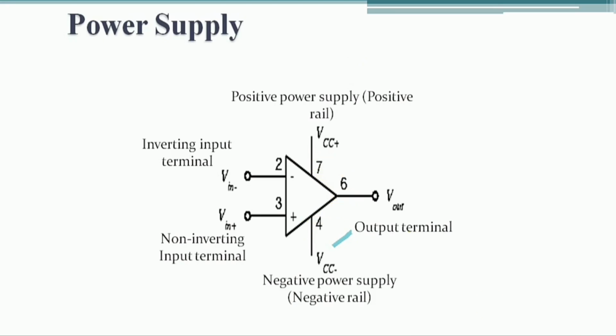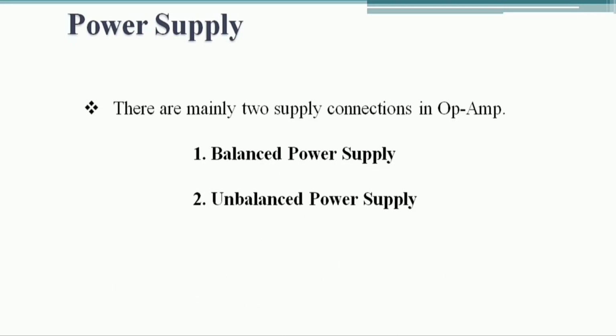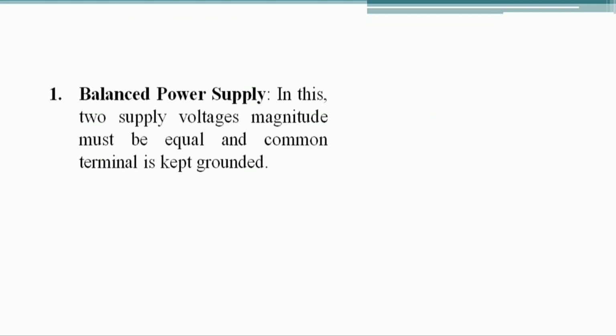Now, from the dual supply, how do we obtain the power supplies? There are two supply connections in the op amp: one is the balanced power supply and the second one is the unbalanced power supply. Let us see what a balanced power supply is. As the name indicates, the two supply voltages, VCC and minus VEE, must be equal in magnitude and their common terminal is kept grounded.